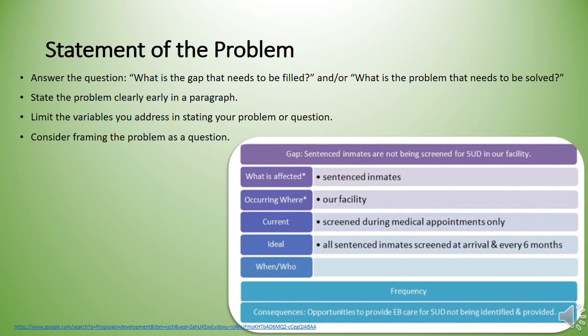Statement of the problem. You've got to answer the question: what is the gap that needs to be filled, or what is the problem that needs to be solved? We would request you to state your problem clearly in the very early paragraph. Limit the variables you address in stating your problem or question so that the focus may be on those particular variables. Consider framing the problem as a question. It all depends on you whether you wish to do it or not.